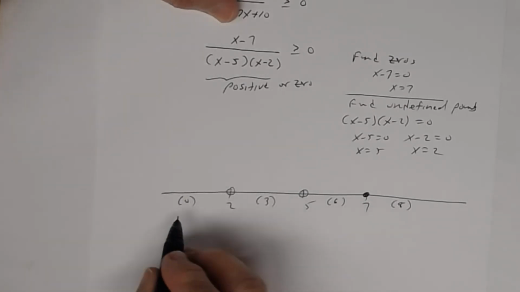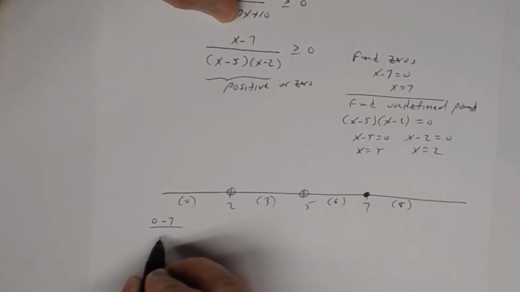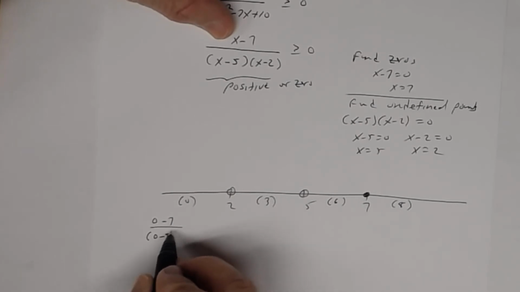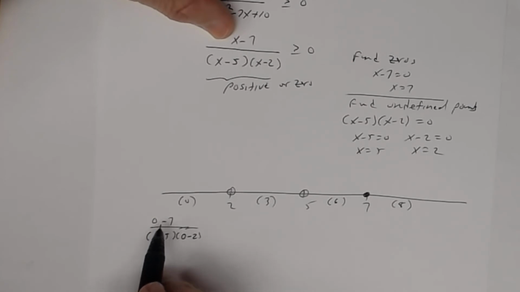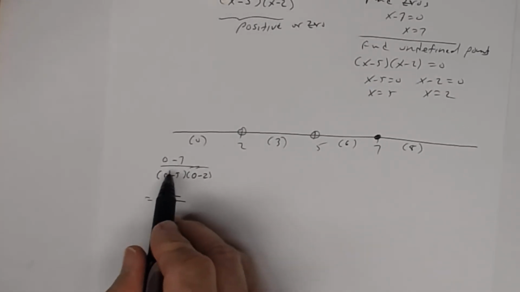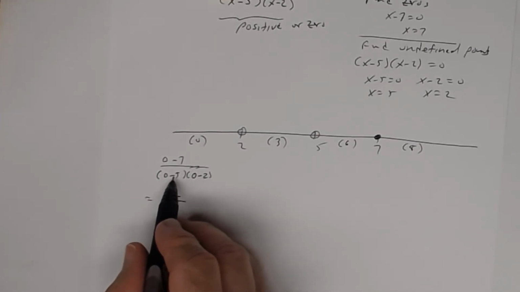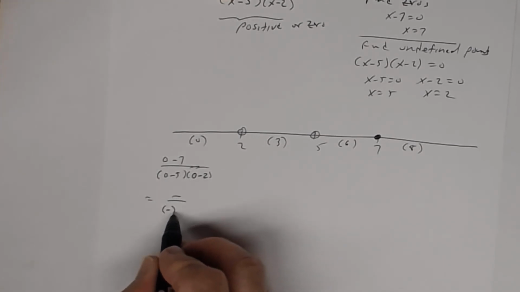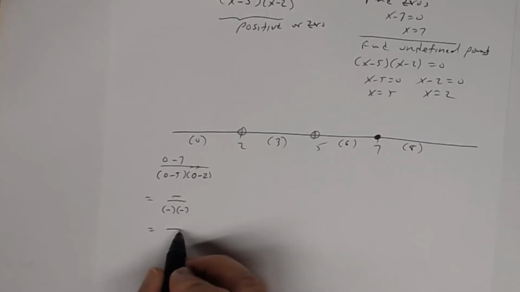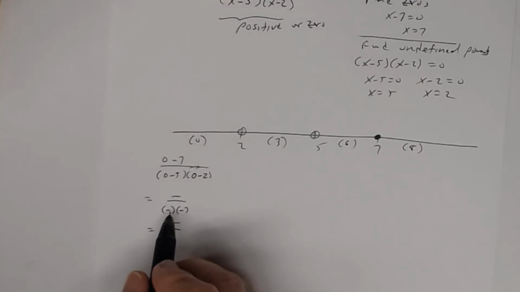So the first one's 0. 0 minus 7 divided by, and then the 2 factors in the denominator, 0 minus 5 times 0 minus 2. 0 minus 7 is a negative number, so the numerator is negative. 0 minus 5, the first factor in the denominator, is a negative 5, so that's negative. 0 minus 2 is a negative 2, so that's negative. Notice the numerator is negative. Now the denominator, a negative times a negative is a positive.